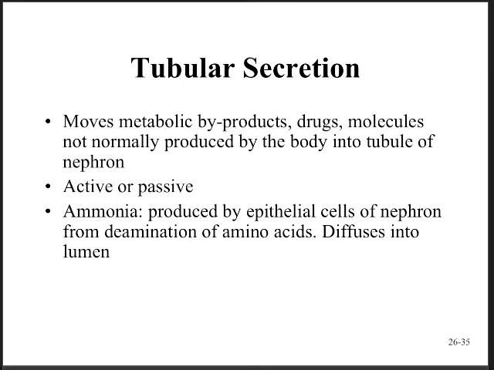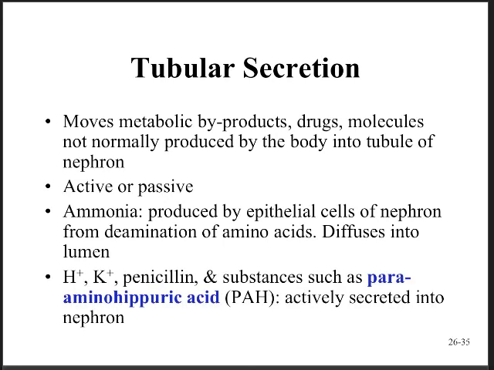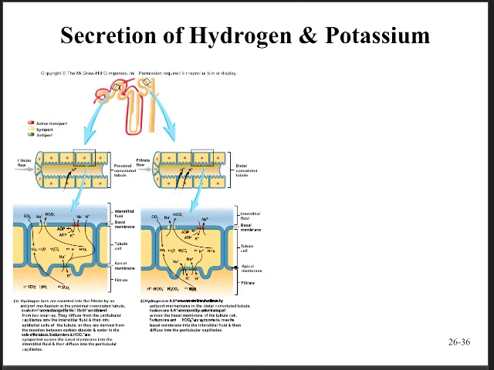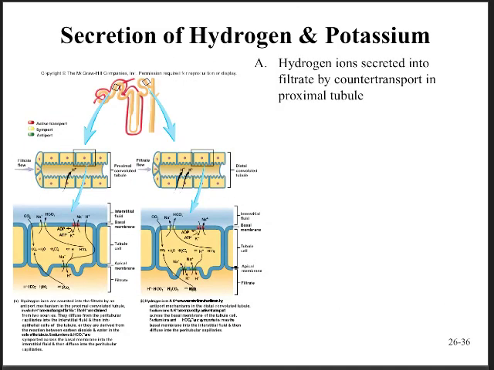This is a very toxic compound because it is a powerful base. If it were allowed to accumulate significantly in the plasma and in the tissue fluid, it would cause the pH to rise to dangerous levels. Protons, potassium, penicillin, and substances like PAH are actively secreted into the nephron as well, and then eliminated in the urine stream. So here we can see how we control secretion of hydrogen and potassium.